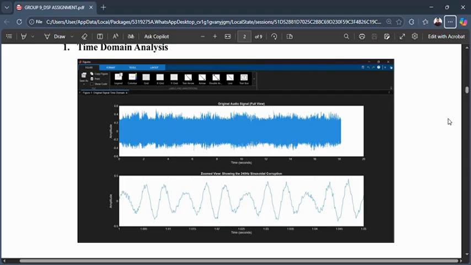So it starts off with time domain analysis. So basically, what is time domain analysis? Time domain analysis observes how signal amplitudes vary with time. So basically you can see the amplitude in the y-axis and the time in the x-axis.